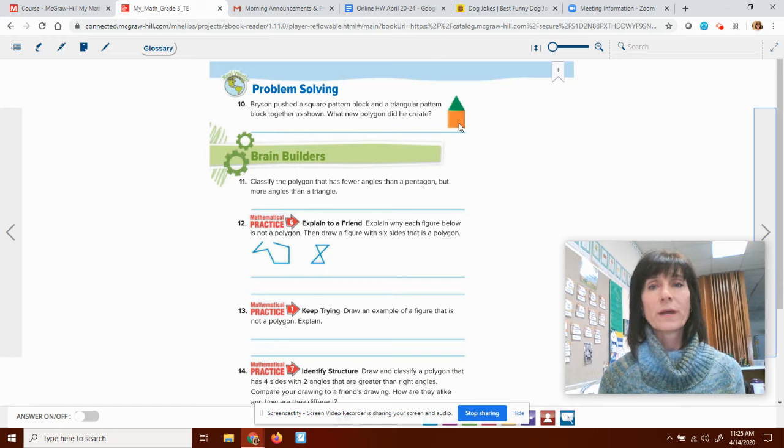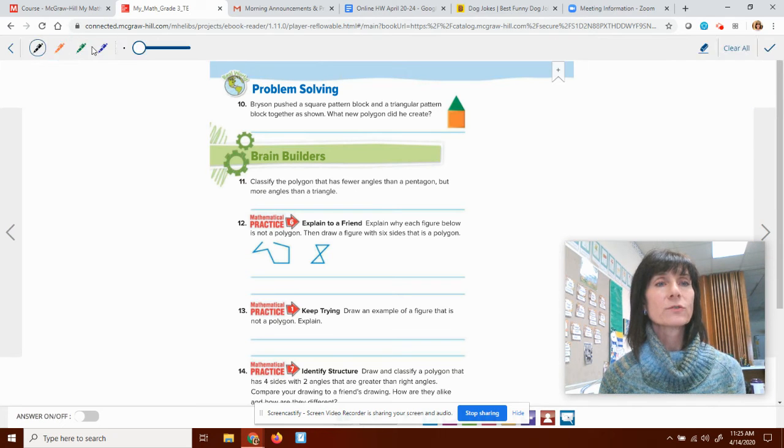So he had a square and he had a triangle, and when he put the two together now as one polygon, what shape is this? I first want to classify it. I want to figure out the attributes. So I would take a look at this shape and the attributes. I have 1, 2, 3, 4, 5. I have 5 sides on this particular shape.